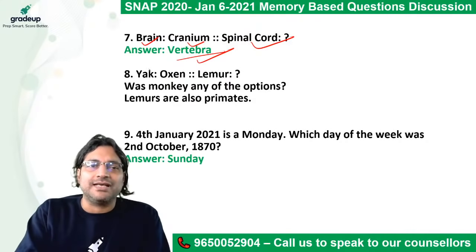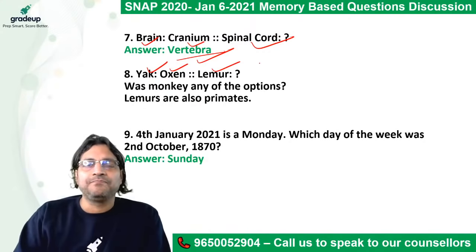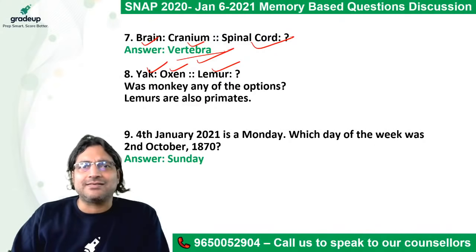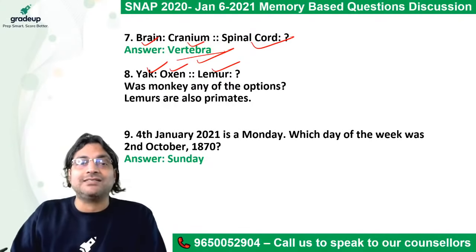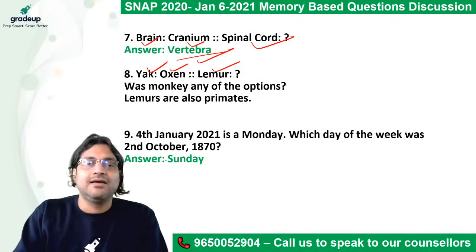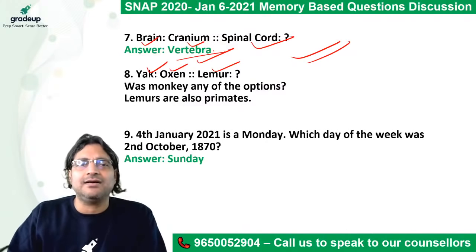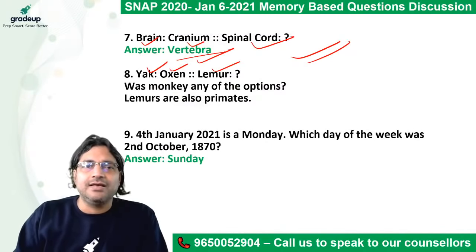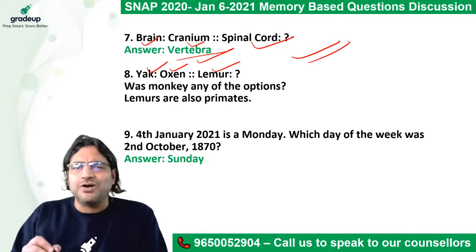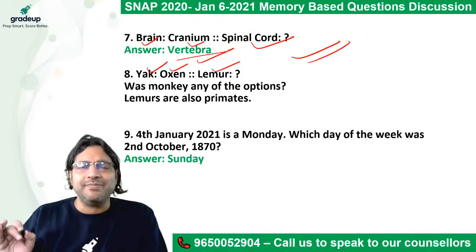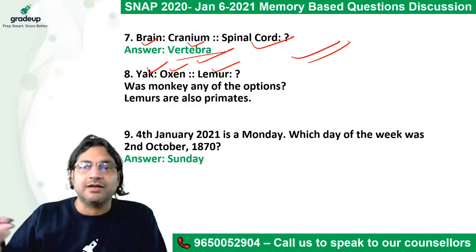Similarly, one of the analogy questions was yak to oxen, lemur to what? Now, lemurs are also primates. I do not remember the choices, but if monkey was any of the choices, there is no doubt. I remember that vertebra was one of the options, and that is the right answer. When it comes to question 8, yak, oxen, lemur to what? Was monkey any of the options? If monkey was any of the options, then that is the correct answer. Because in certain parts, yak does what ox does in other parts.